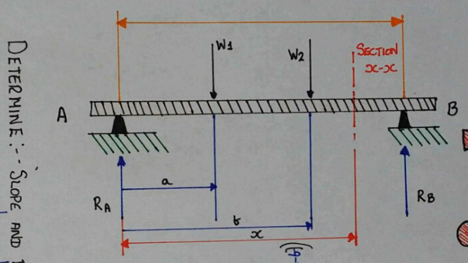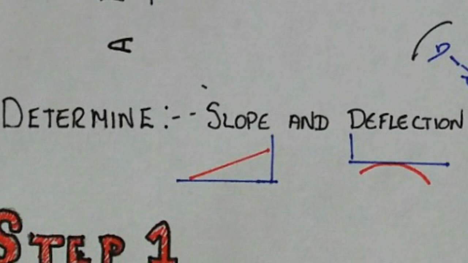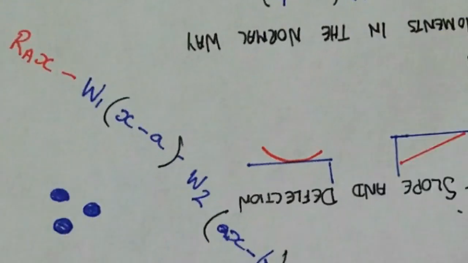Once written, and it's known as a ramp function, the rules apply. So next stage, we're trying to determine the slope and deflection. Step 1, take moments in the normal way. So M equals the right hand end reaction times x, minus W1 times (x minus a). Alright, you can read the function. This gives us the Macaulay expression for the entire beam.